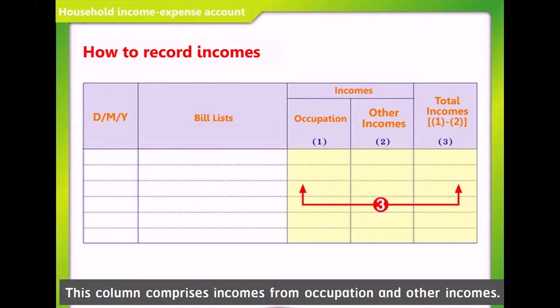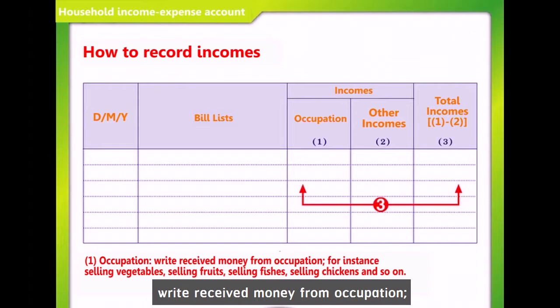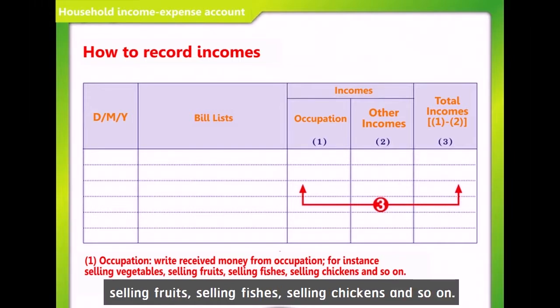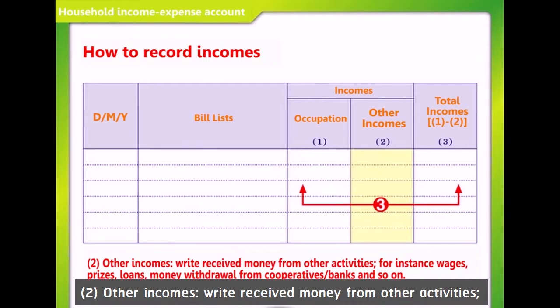How to record incomes. This column comprises incomes from occupation and other incomes. 1. Occupation. Write received money from occupation. For instance, selling vegetables, selling fruits, selling fishes, selling chickens, and so on. 2. Other incomes. Write received money from other activities.